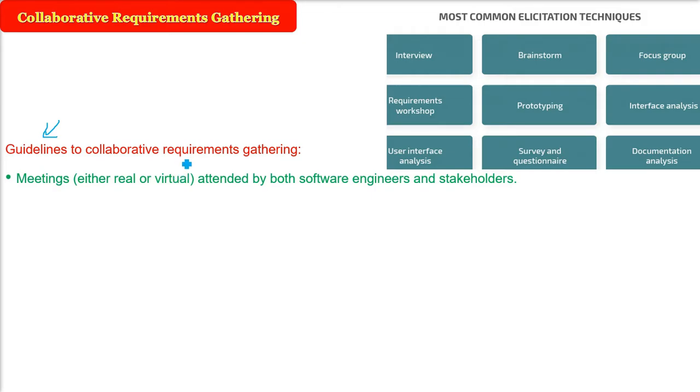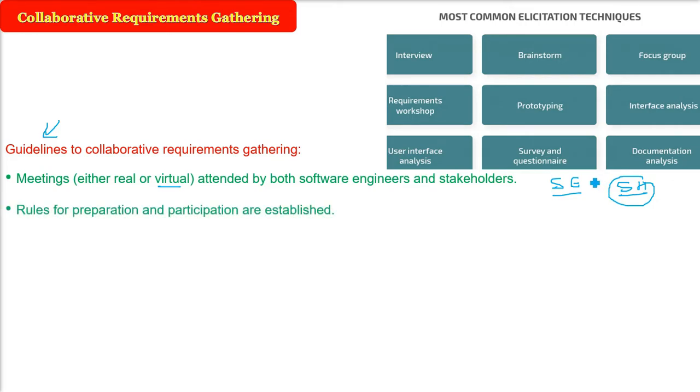How? Let us see. The first one is the meeting. It can be real. It can be virtual. In today's terms, it can be on Zoom or Google Teams. So here we have the software engineers, that is the team from the software side who is going to make the project, and the stakeholders, that is, who are directly or indirectly related to the software.